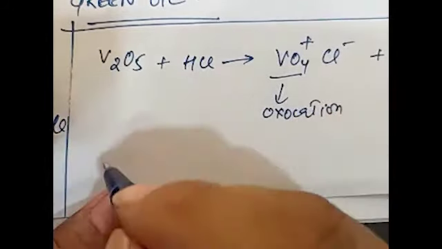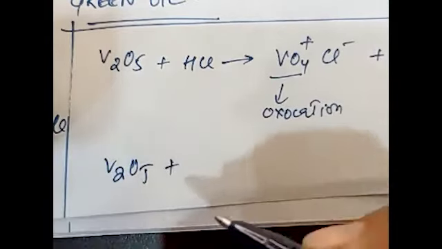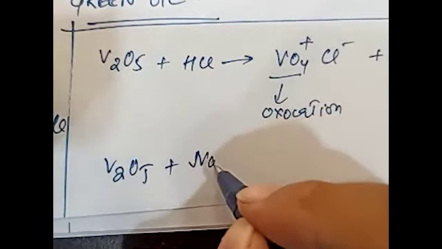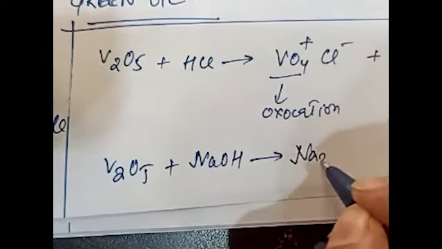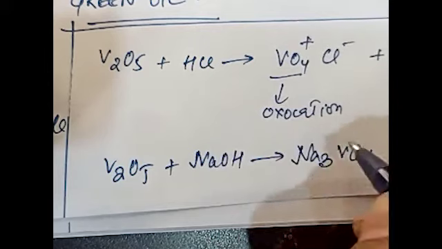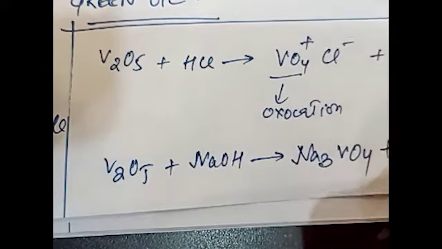Okay, so next is V2O5 plus sodium hydroxide. Now it will behave with sodium hydroxide. It will form Na3VO4. See, VO4 plus H2O.